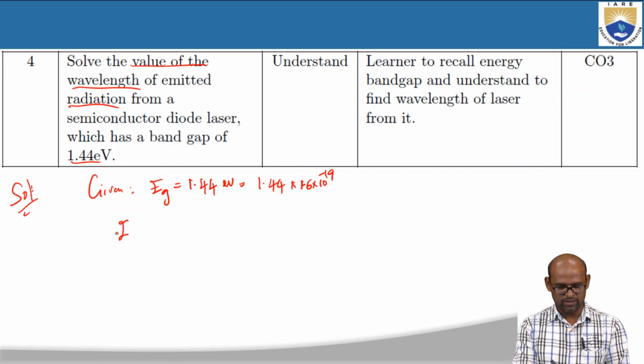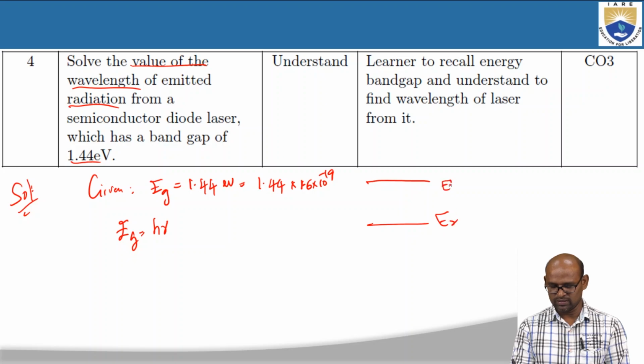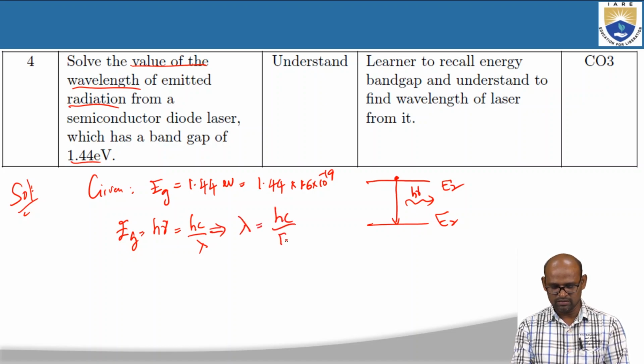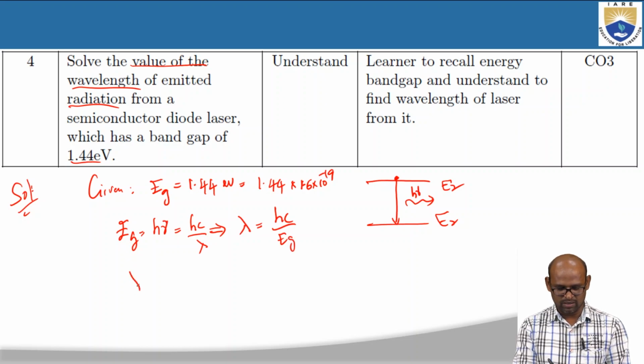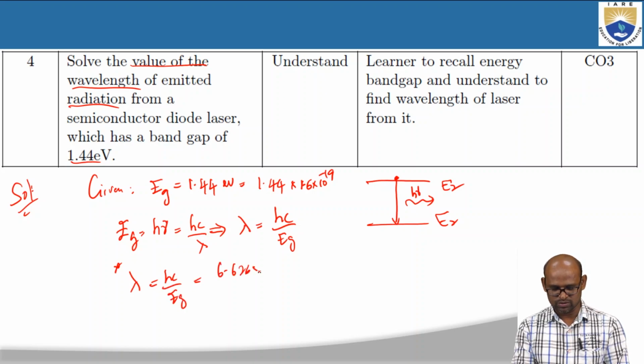So we know the energy gap Eg is nothing but the energy of a photon, because there are two energy levels, E1 and E2. When the atom decays from E2 to E1, the difference is emitted as a photon of energy h nu. So this is Eg, which is equal to delta E, which is equal to h nu, so hc by lambda. From this formula we need to calculate lambda. So lambda is equal to hc by Eg. So that is the formula. H value is 6.626 into 10 power minus 34, and velocity of light is 3 into 10 power 8, divided by Eg, which is 1.44 into 1.6 into 10 power minus 19.